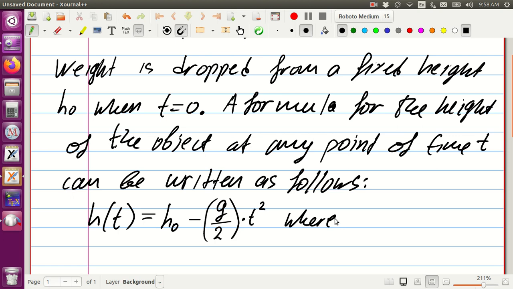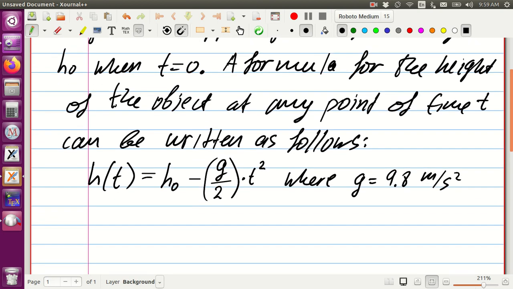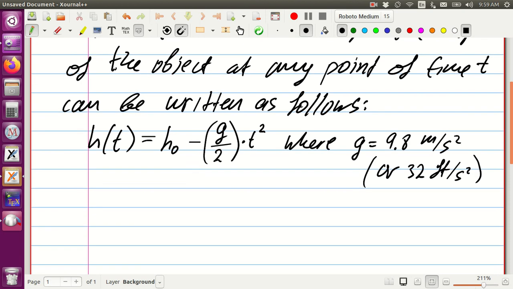where g, what is g? G is a gravitational constant. If you're in the SI system, it's going to be 9.8 meters per second squared. And if you're in the American system, it's going to be 32 feet per second squared. That's our gravitational constant. So let's fix some numbers for our purpose.